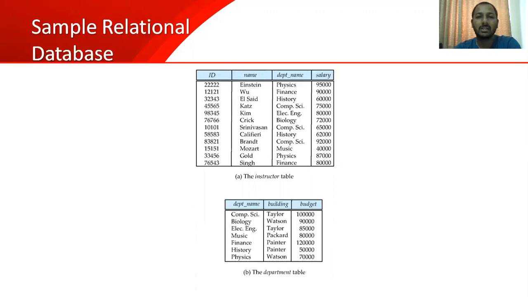So this is called the instructor table. But if I want to see the budget of a particular department, I have to go to the department table. So there is some relation between the instructor table and the department table. Such a relation is called a relational database. We have already described an example of a relational database in terms of students and their marks.